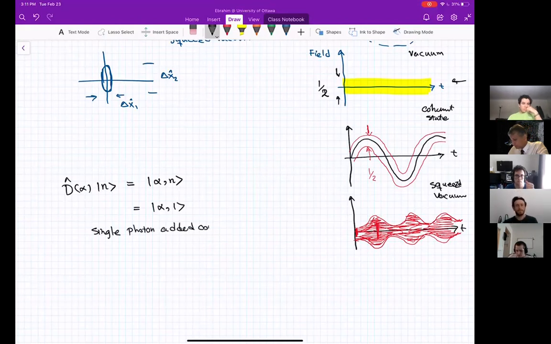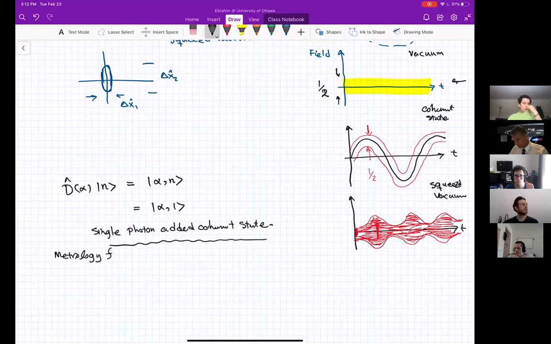Added coherent state. How you can add one photon to the coherent state, and you change the probability distribution. I think that was experimentally observed and created in the lab in maybe 2000, and it was maybe a Science or Nature paper. And so it has some specific metrology feature. So just to tell you that you can do whatever you wish for any states that you want.